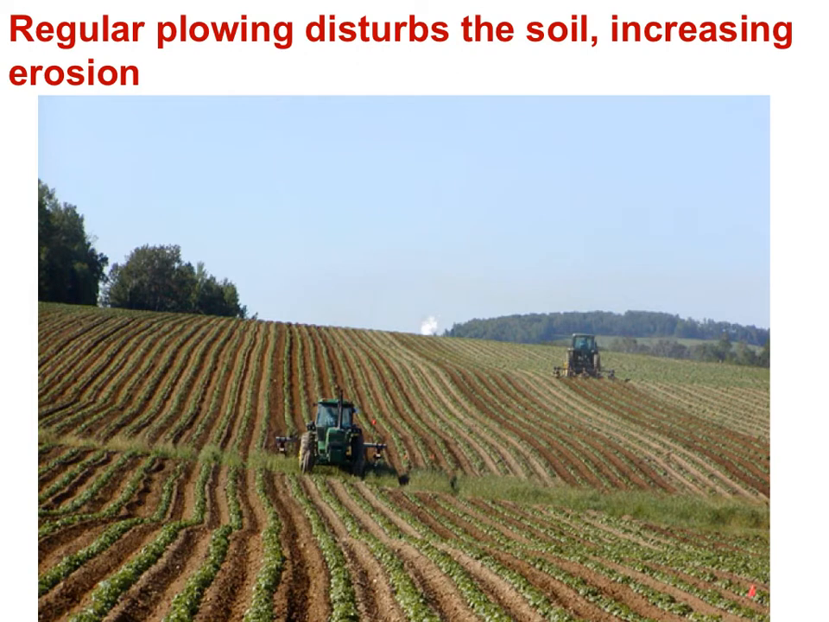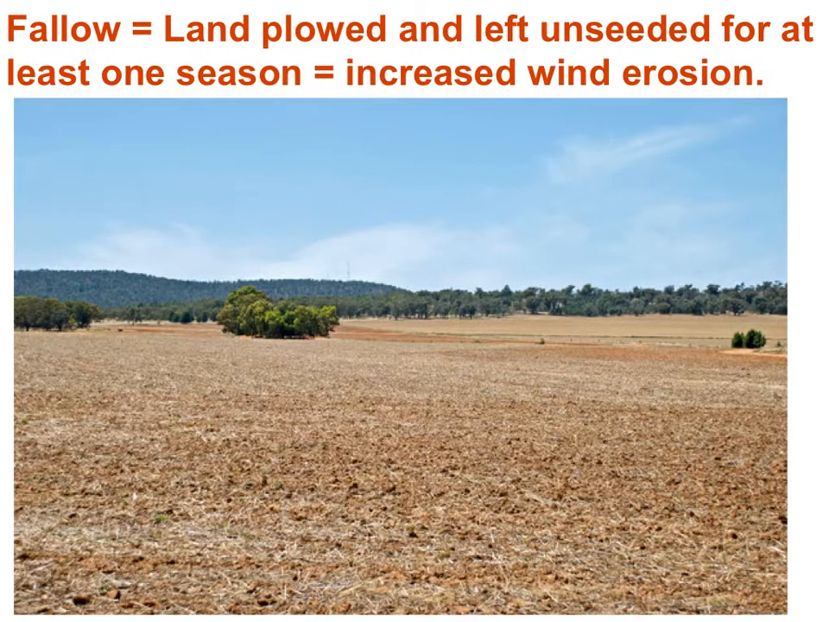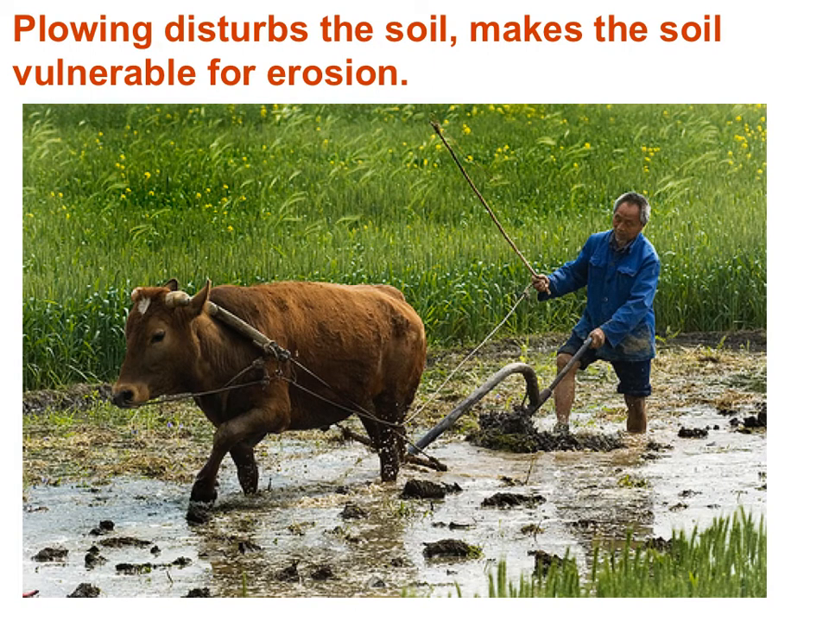Regular plowing disturbs the soil, and the disturbed soil, in combination with bare land, increases the rate of erosion. The term fallow equals land plowed and left unseeded for at least one season, and fallow land increases wind erosion. Even on traditional farms, subsistence farms, the farmers will plow the land, and the mechanical disturbance of soil will increase the rate of erosion.